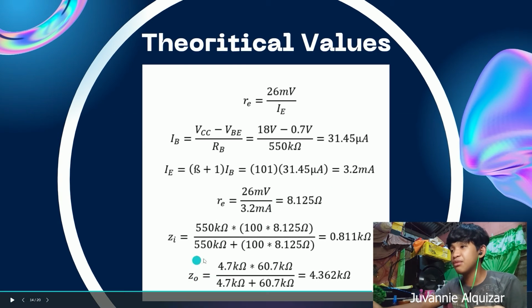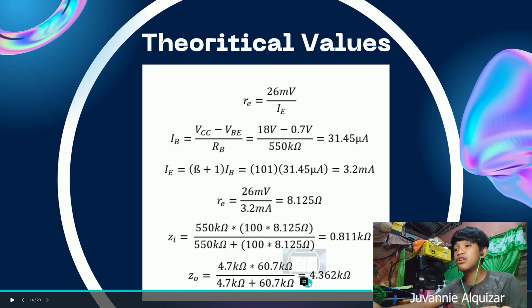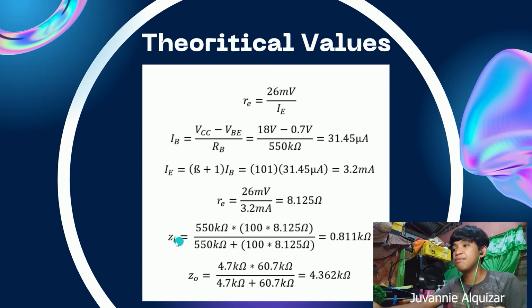To do that, you just have to multiply 4.7k ohms times 60.7k ohms all over 4.7k ohms plus 60.7k ohms, and this should give us the answer of 4.362 kilo ohms. So 4.362 kilo ohms is our output impedance, and 0.11k ohms is our input impedance.